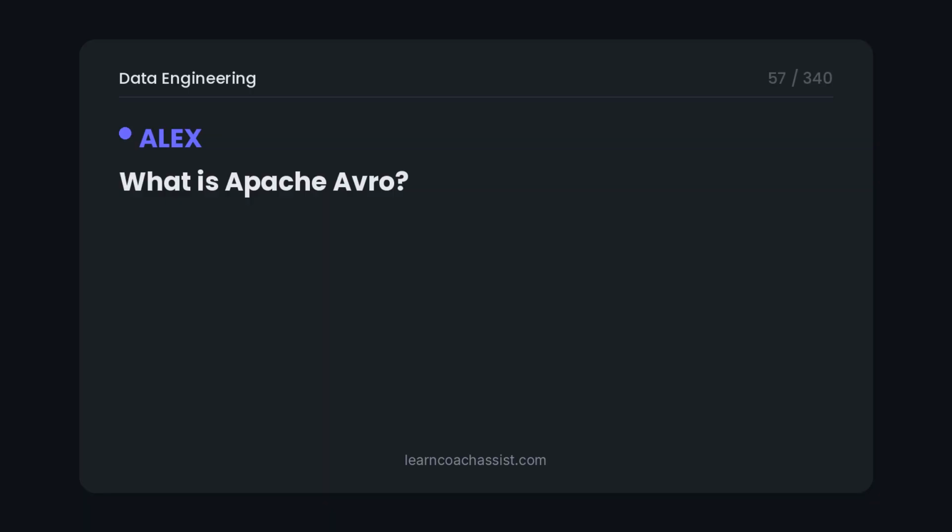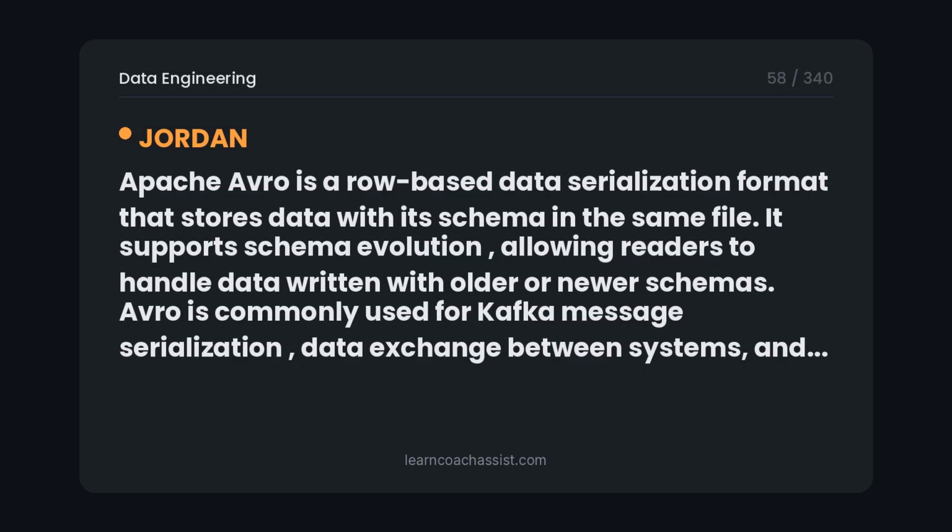What is Apache Avro? Apache Avro is a row-based data serialization format that stores data with its schema in the same file. It supports schema evolution, allowing readers to handle data written with older or newer schemas. Avro is commonly used for Kafka message serialization, data exchange between systems, and storing data in Hadoop ecosystems.